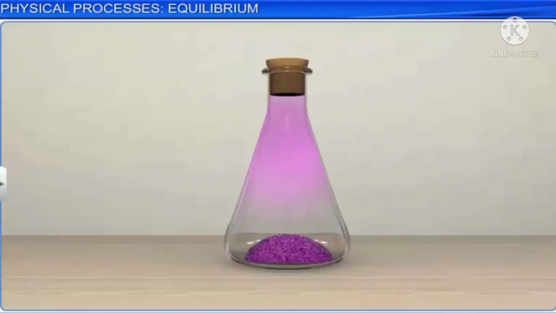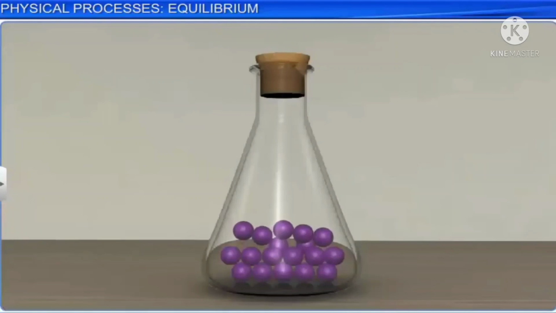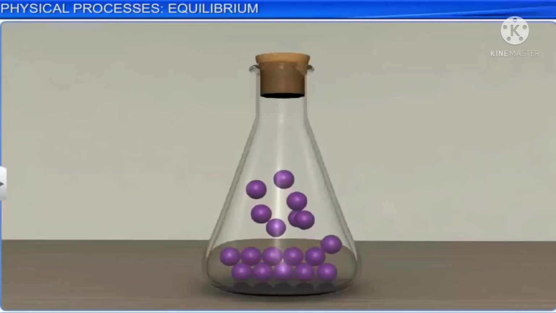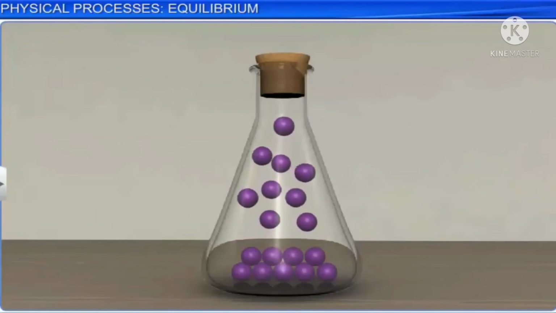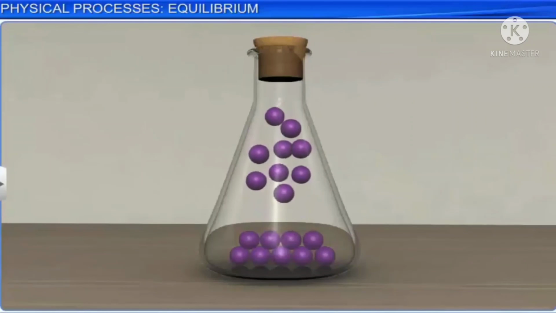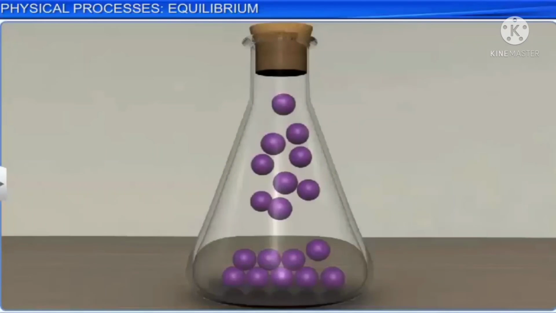At equilibrium, the solid iodine sublimes to give iodine vapor, and the iodine vapor condenses to give solid iodine. The equilibrium can be represented as I2 (solid) ⇌ I2 (vapor).